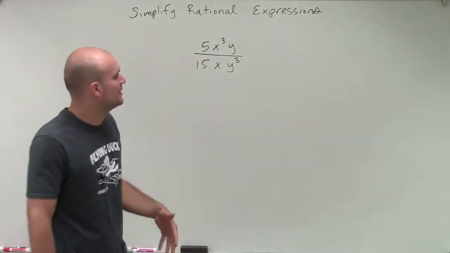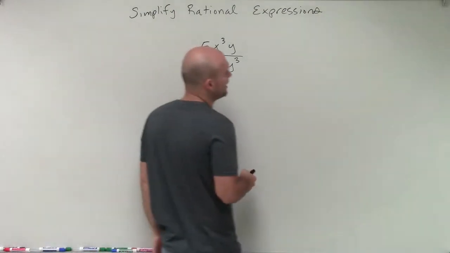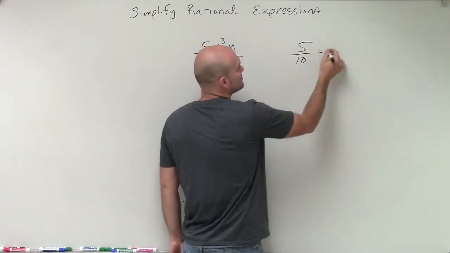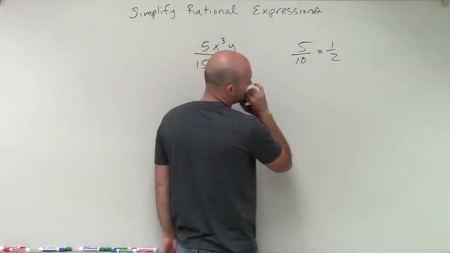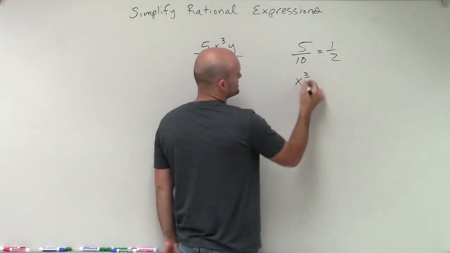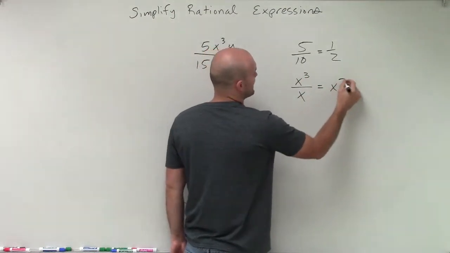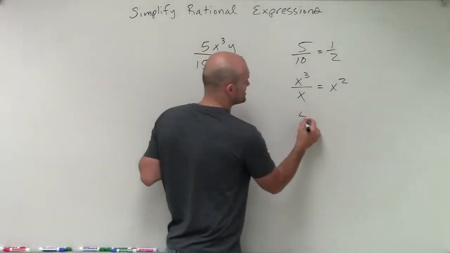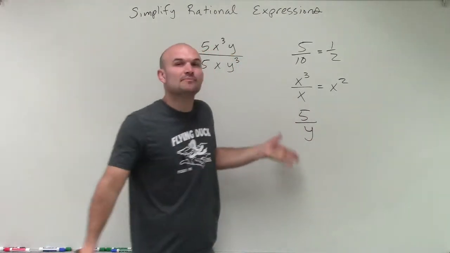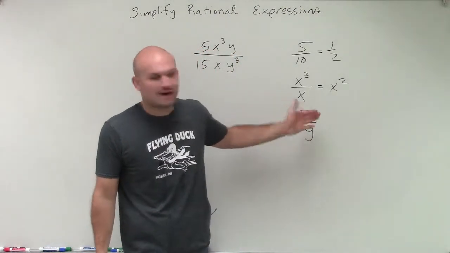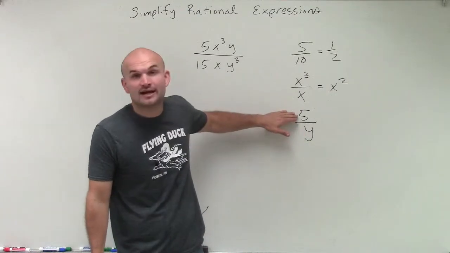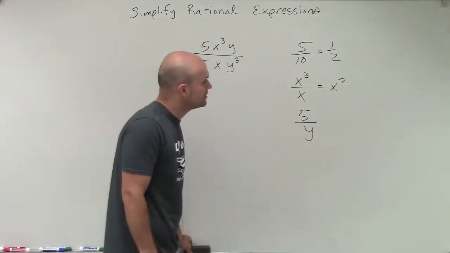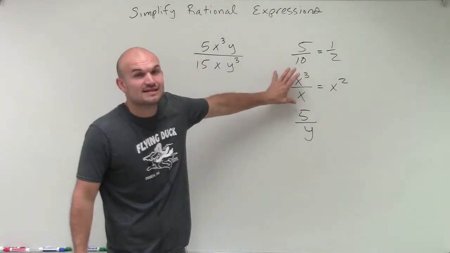So the best thing I can relate to you is, let me see here. If I had 5 over 10, we know we can simplify that to 1/2. If I had x cubed over x, we know that we can simplify that to x squared by using our rules of exponents. However, when we have terms that are not the same, we can't simplify that at all, correct? We can't divide a y into a 5. This has variable factors, and this is an integer. So we're not going to be able to simplify terms that are not the same, or at least have the same variable factors.